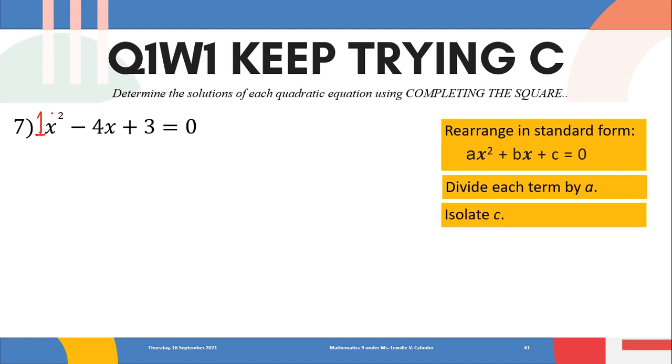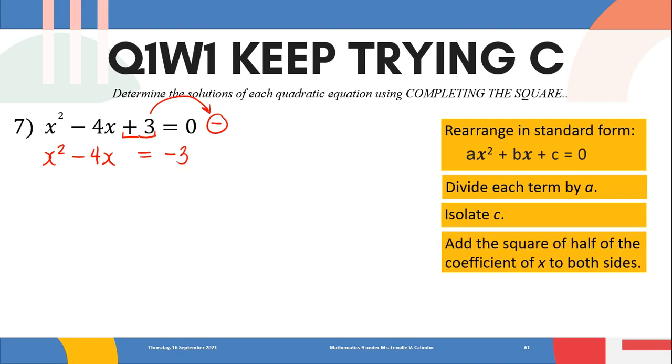The third step is to isolate C. What is the constant term here? Yes, that's positive 3. To do that, we transpose positive 3 sa right-hand side. And this becomes negative dito. So we write x squared minus 4x. Kinopya lang natin yung natirang terms dito sa left-hand side. And equals this now negative 3.